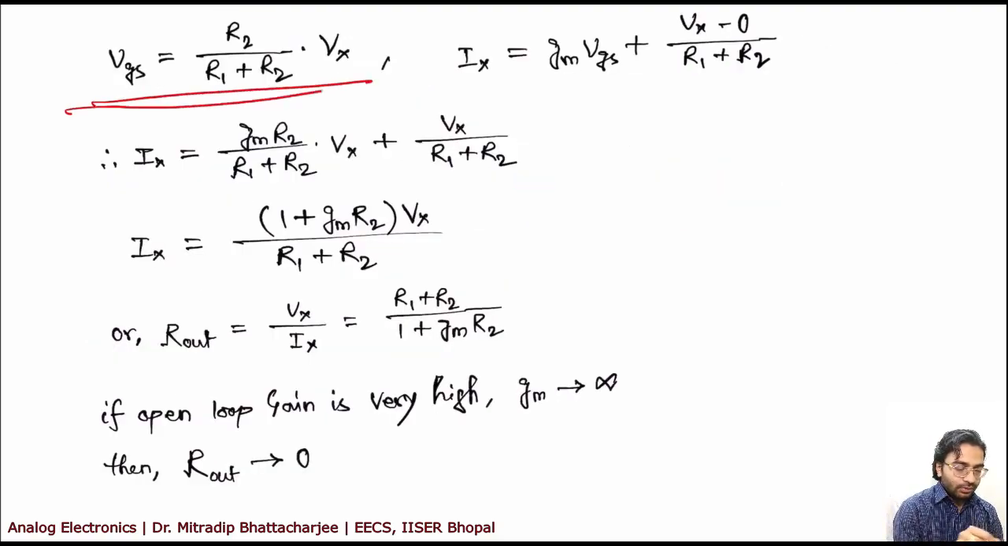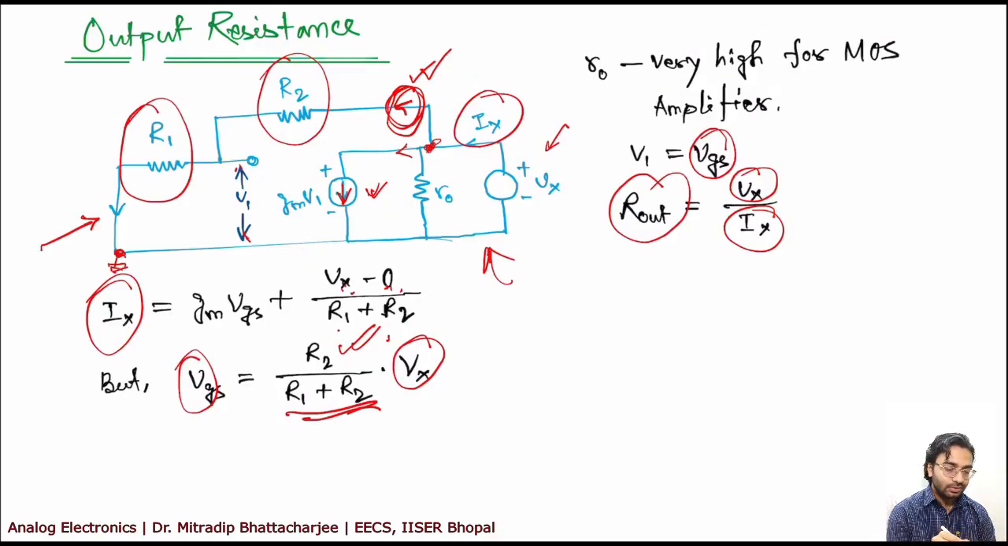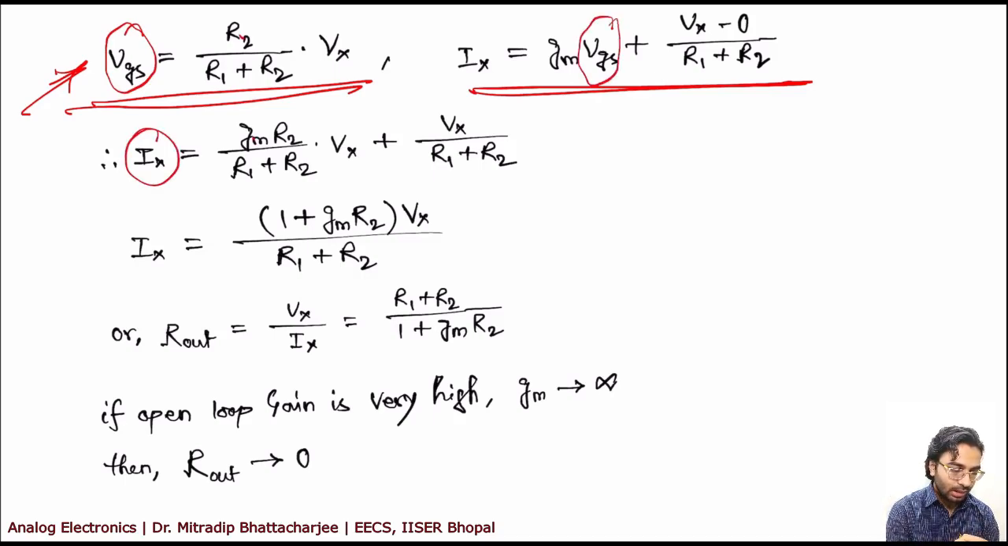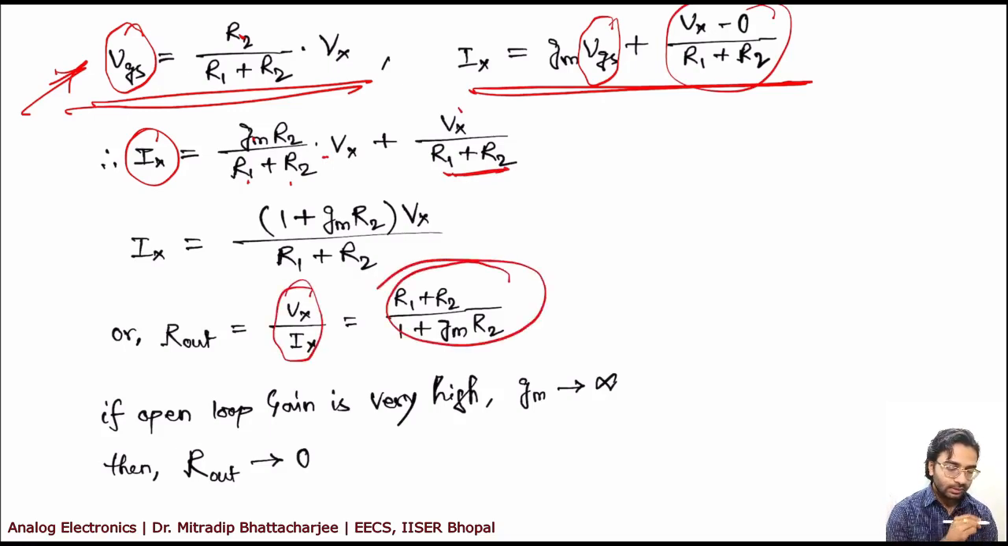Now you have this value, VGS equals R2 divided by R1 plus R2, into Vx, and you have this equation as well. I have just written these two equations here, and now I am replacing the VGS value in this equation. So Ix will be GM into R2 by R1 plus R2 into Vx, and you had Vx divided by R1 plus R2. Do some adjustment, and you will find your Rout, Vx by Ix, is this value: R2 plus R1 divided by 1 plus GM R2.